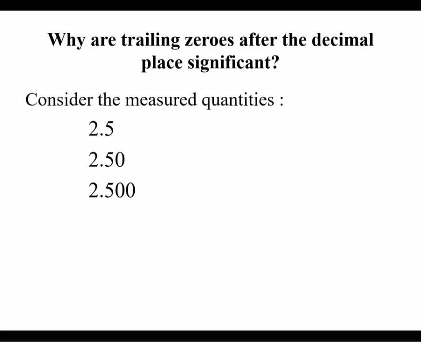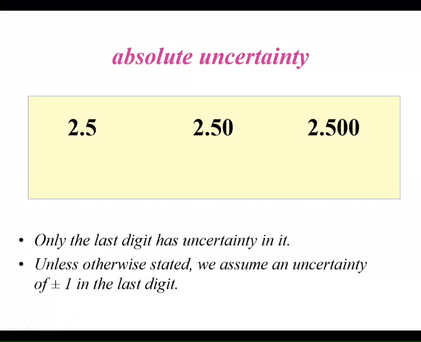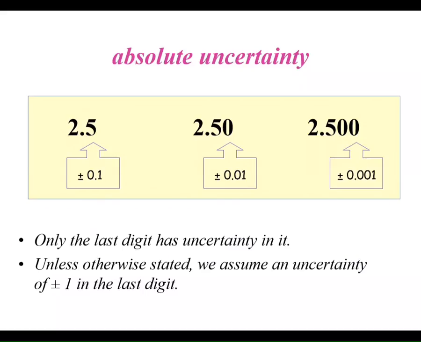If we go with the fact that the uncertainty is plus or minus 1 in the last digit, it looks something like this. For the first one, we have plus or minus 0.1. For the second one, we have plus or minus 0.01. For the third quantity, we have plus or minus 0.001. So that's what we call the absolute wiggle, or the absolute uncertainty.